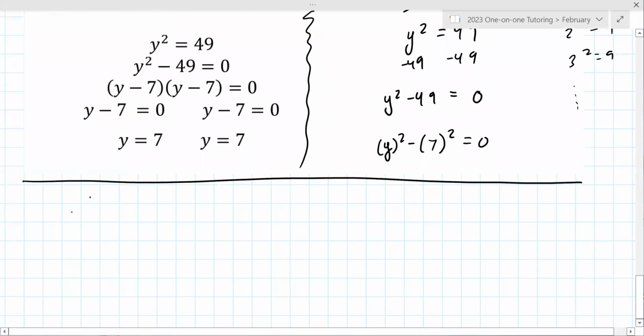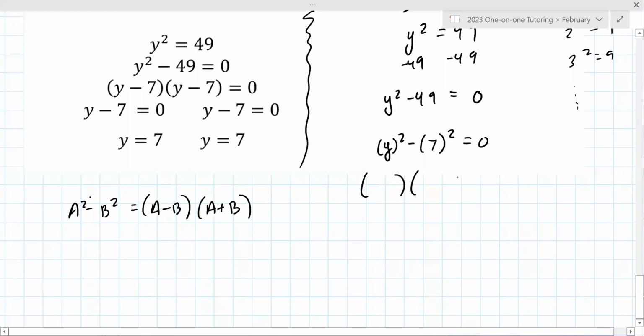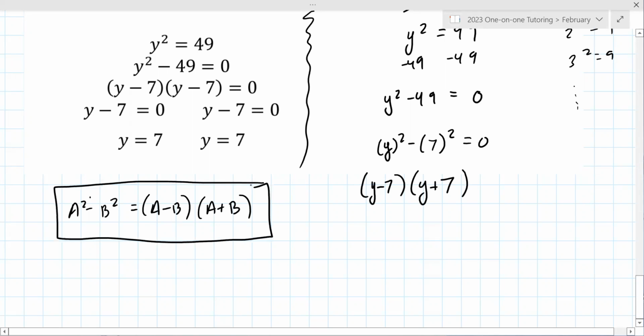All right, now the formula for difference of squares is what I'm going to show you here on the left. It becomes a minus b, a plus b. So what you have in parentheses, you're going to break apart into y minus 7, y plus 7. This is the difference of squares formula. Alright, so now what do you do now that you've broken this apart?